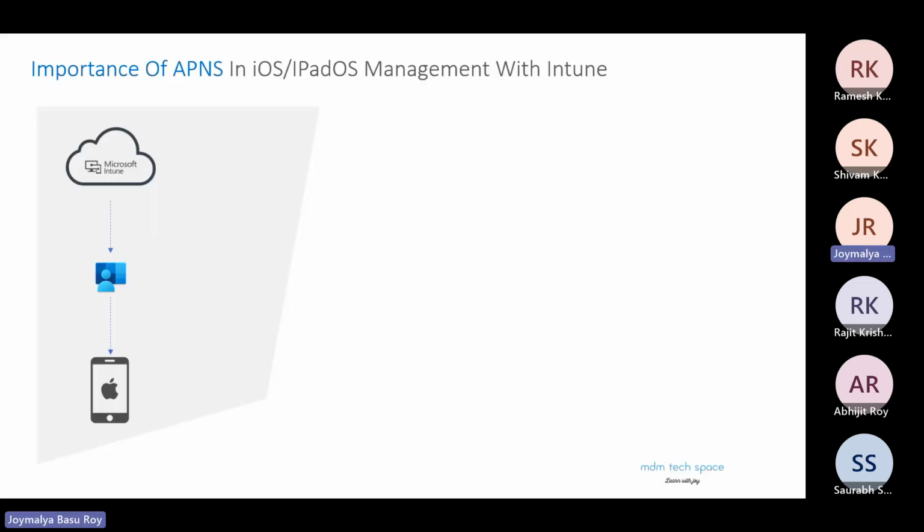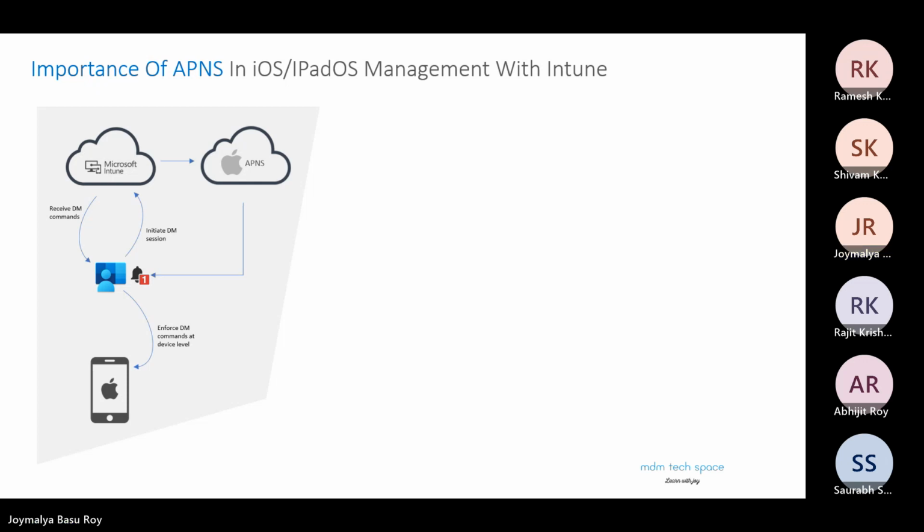The diagram that I showed, that is how Intune communicates, right? So what port needs to be open between Intune and APNS? 443. Yes, it will be 443 for both, this is also a cloud service.